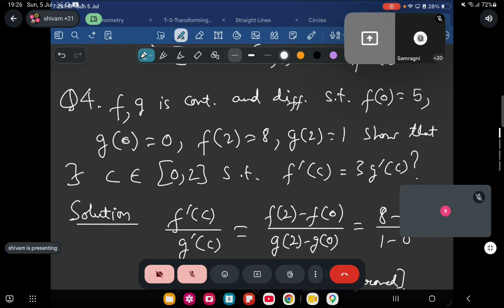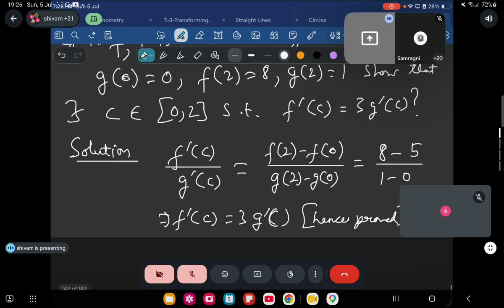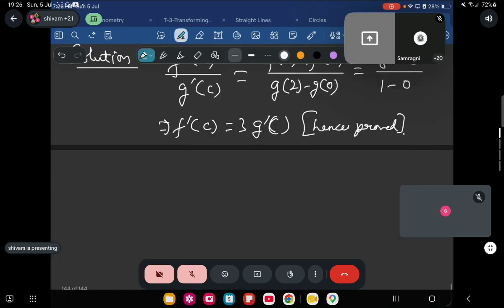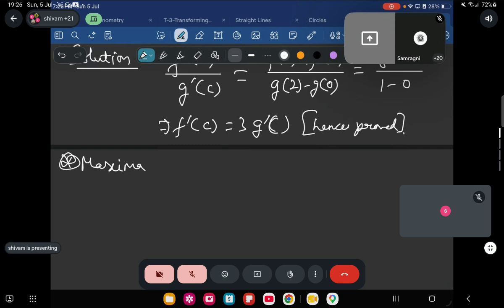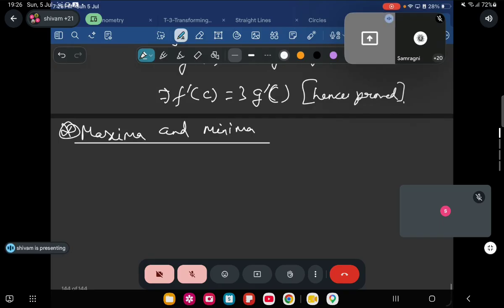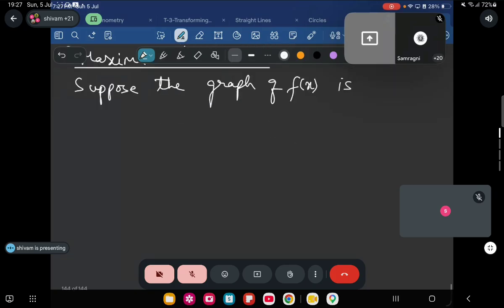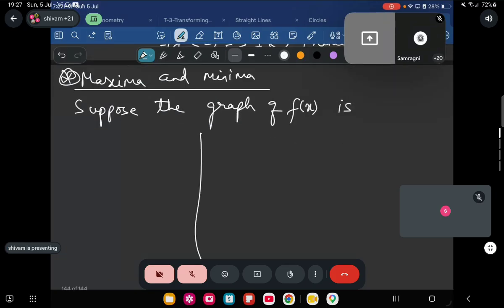Next, our next topic is Maxima and Minima. Okay, everyone. Maxima and Minima. So suppose the graph of f of x is like this. Pay attention.